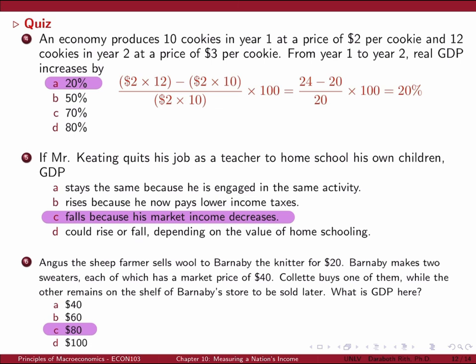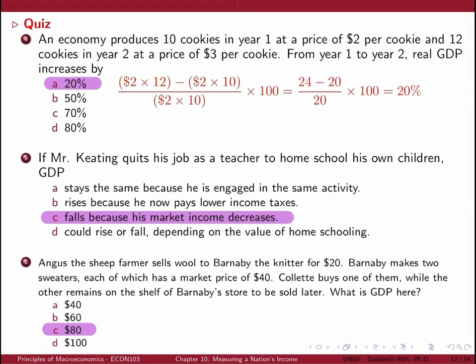To find the growth rate of real GDP, you take real GDP of year 2 minus real GDP of year 1 divided by real GDP of year 1 times 100%. So you take $24 minus $20 divided by $20 times 100%, that equals 20%. So the answer is A, 20%.